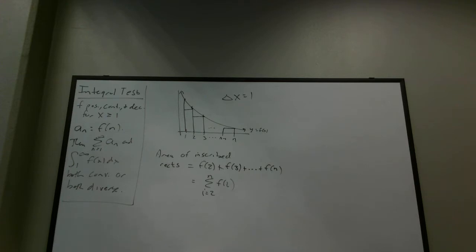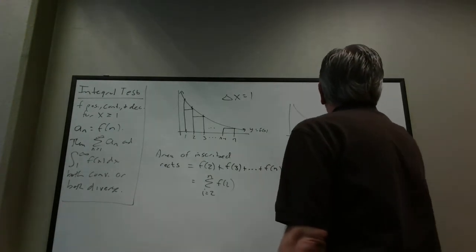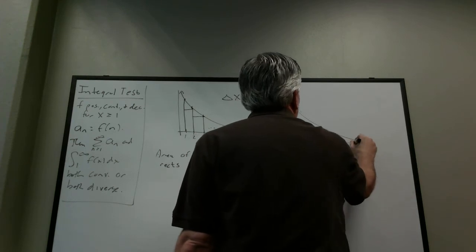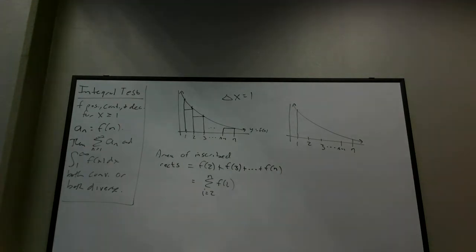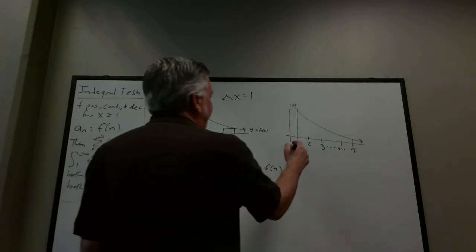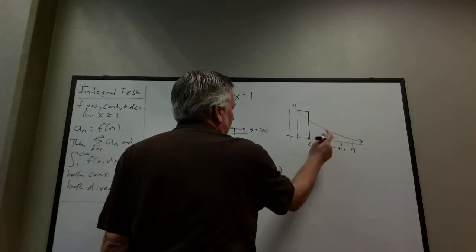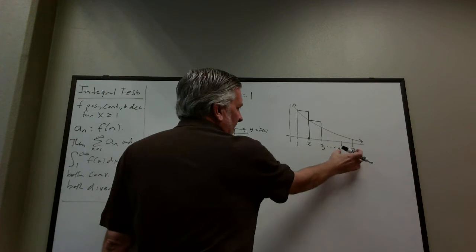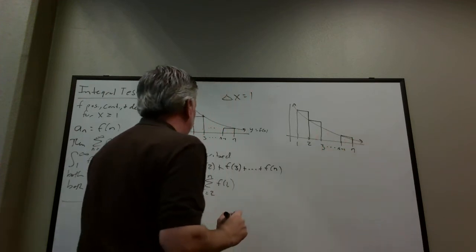Let's do the same thing. Let me draw the picture again over here. 1, 2, 3. But this time I want to use left endpoints. If I use left endpoints, the first interval here, the left endpoint's 1, make that the height of the rectangle. The second interval, the left endpoint is 2, make that the height of the rectangle, etc. The last rectangle, left endpoint's n minus 1, make that the height of the rectangle.